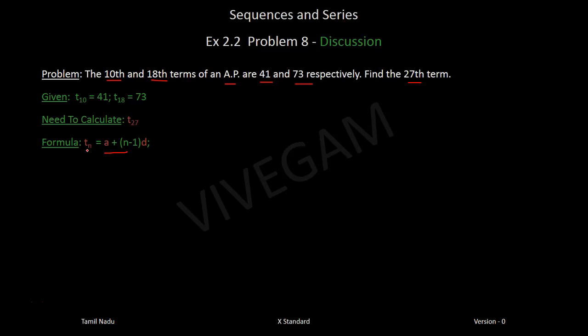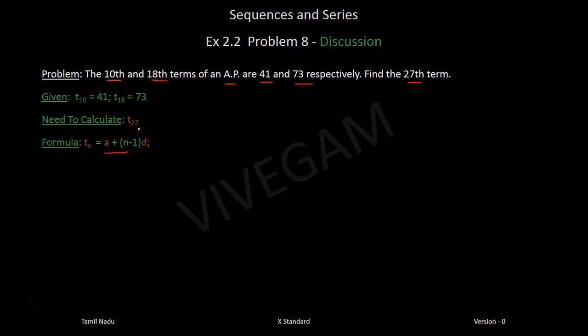If you put n equal to 10, you will get A plus 10 minus 1, that is 9D. A plus 9D will be equal to 41. You will get one equation. When you put n equal to 18, T18 is equal to A plus 18 minus 1, 17, so A plus 17D will be 73. So you will get two equations in A and D. If you solve those two equations, that's a simultaneous equation, you will be able to get the value of A and D. Once you get the values of A and D, you substitute them in this equation to calculate T27.